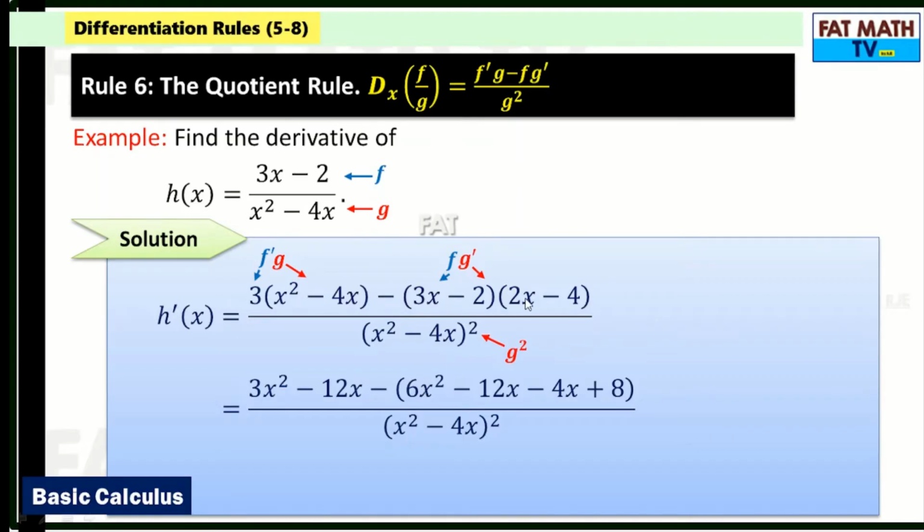Okay, so 3x times 2x is 6x squared. 3x times negative 4 is negative 12x. Negative 2 times 2x is negative 4x. And negative 2 times negative 4 is positive 8.